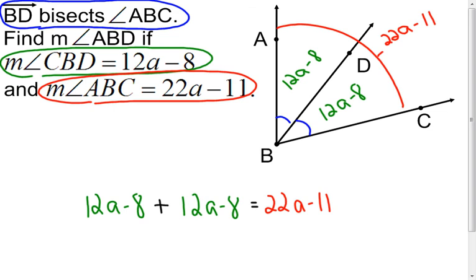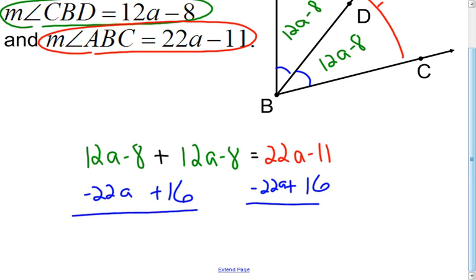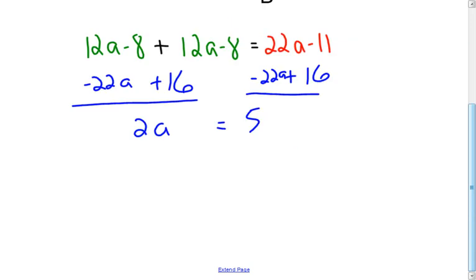I've taken the information from the story problem, put it into the picture, and then from the picture I created this big equation. We all know how to solve an equation, so now it's just a matter of doing that. To start, I'm going to add 16 to both sides. That's going to take care of the two minus 8s. And I'm also going to subtract the 22a. Now when I do that, 12a plus 12a minus 22a puts me at 2a. Now if I take the negative 11 plus 16, I end up with 5.